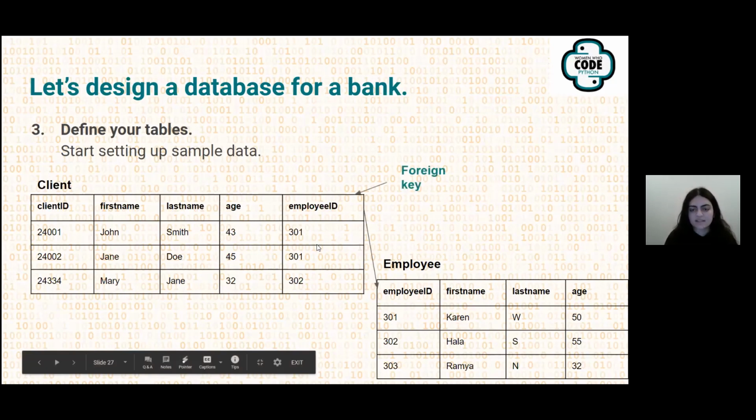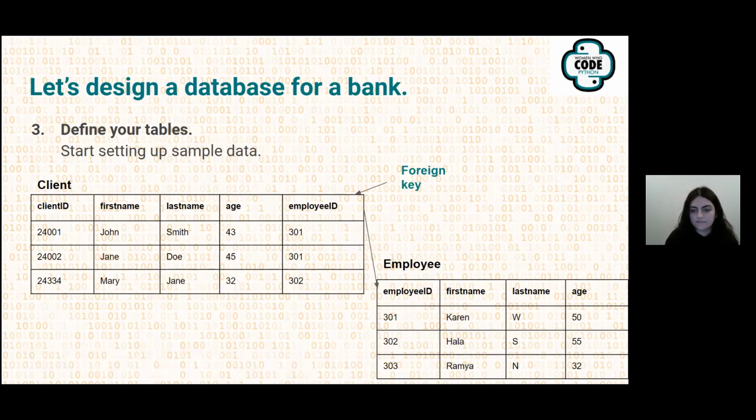And this is a foreign key. Employee ID is a primary key in the second table, in the employee table. It identifies the different employees. So Karen has an ID of 301. I have an ID of 302. And when John Smith comes to the bank and he gets handled by Karen, his employee ID, so the person who handled him, is 301. And we call it a foreign key because it's pointing to the other table.